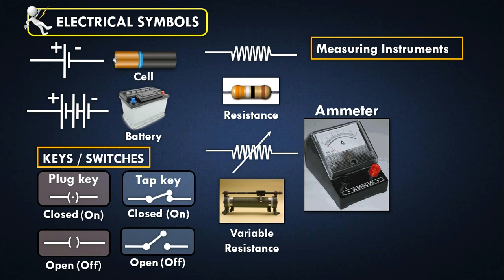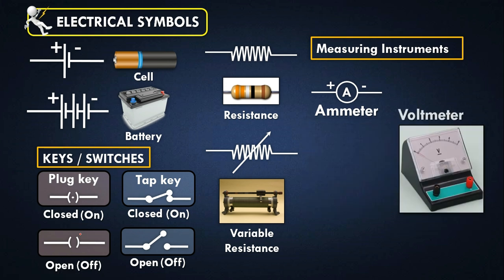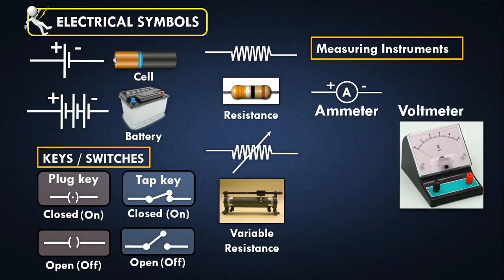Okay, negative terminal and positive terminal. Here you can see that the symbol represented here is A for ammeter. Okay, the symbol is this one. Positive terminal and negative terminal with the letter A. Next one is voltmeter. Same here, negative terminal and positive terminal, and the same symbol with the letter V in this. Okay, positive and negative. Okay, this is voltmeter.